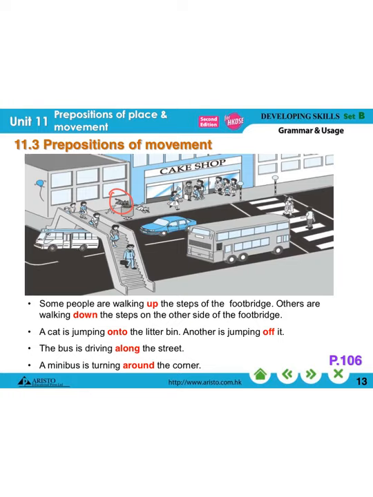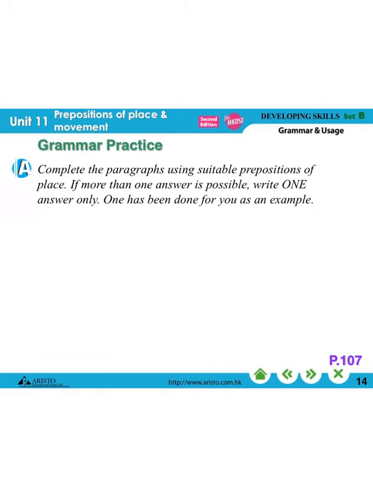Alright, and then the bus is driving along the streets. I'm talking about this one. And then we see a minibus here. The minibus is turning around the corner somewhere here. So these are the very common prepositions of movement that you will see and that you will use.